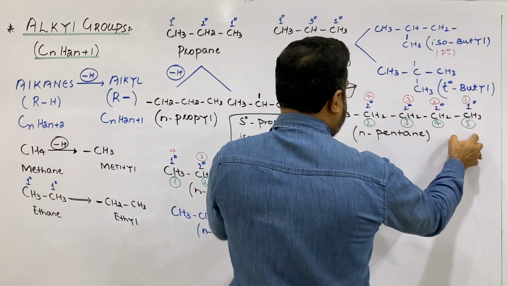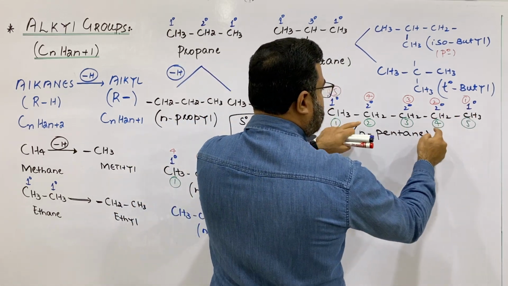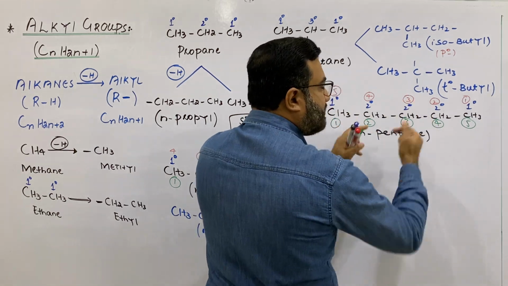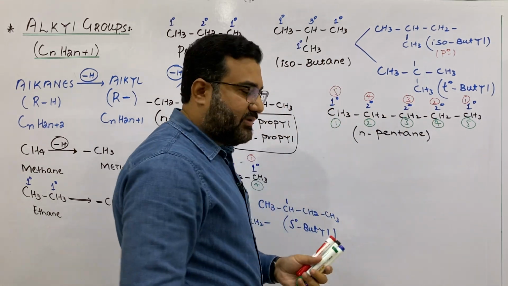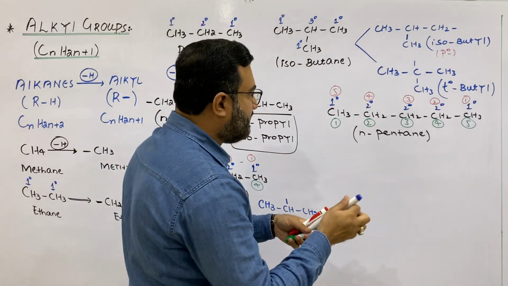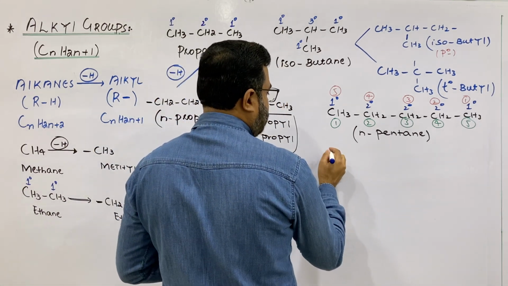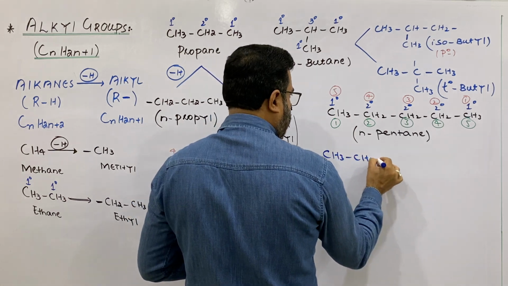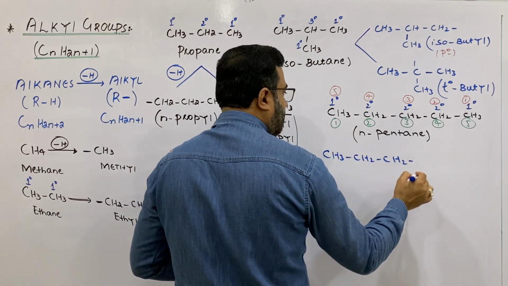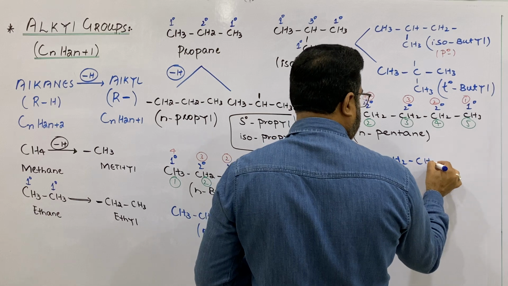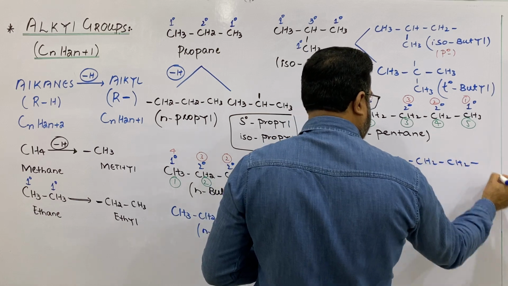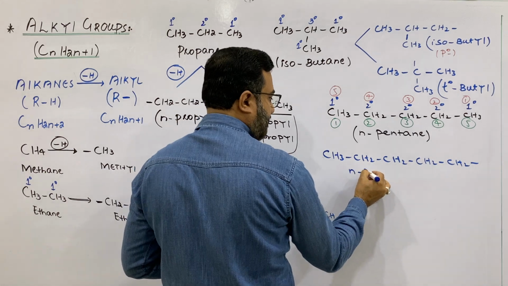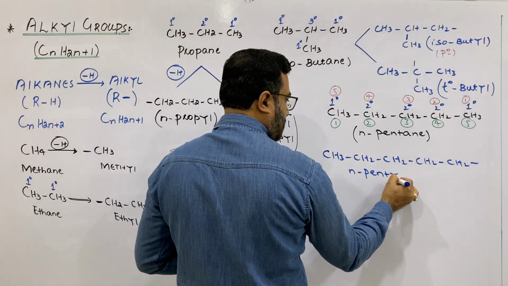Two are primary. These two are the equivalent secondary, and this one is another secondary which is not equivalent to the other two carbon atoms. So there will be 3 pentyl options here. First, remove hydrogen from any of the terminal carbons, then you will obviously get n-pentyl.